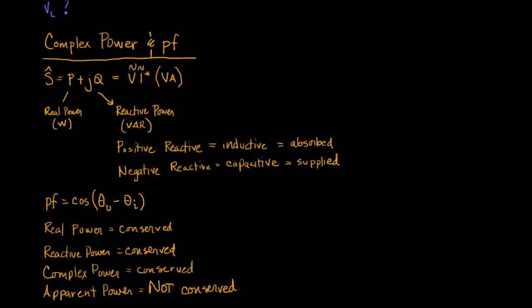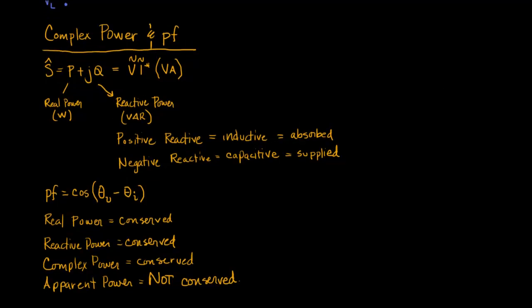A couple of other things about power to note is that we all know real power is conserved. Additionally, reactive power is conserved. That means all of the Q's should add up all the way around your circuit. Complex power is conserved, okay? But apparent power is not conserved. So don't be fooled by that.